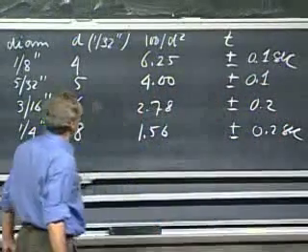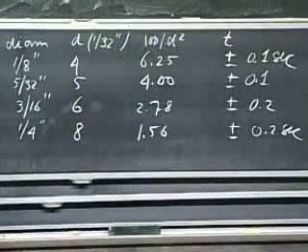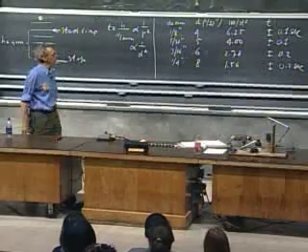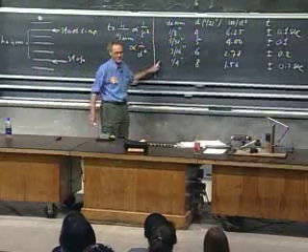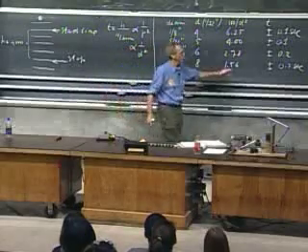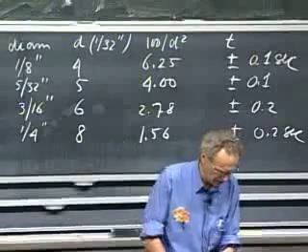You may ask me, why didn't you give us the error in the diameter, which ultimately, of course, translates into the error in the mass? The reason is that these are so precise, the way you buy them, that the uncertainty is completely negligible compared to the timing error that I make. So I won't even take that into account.